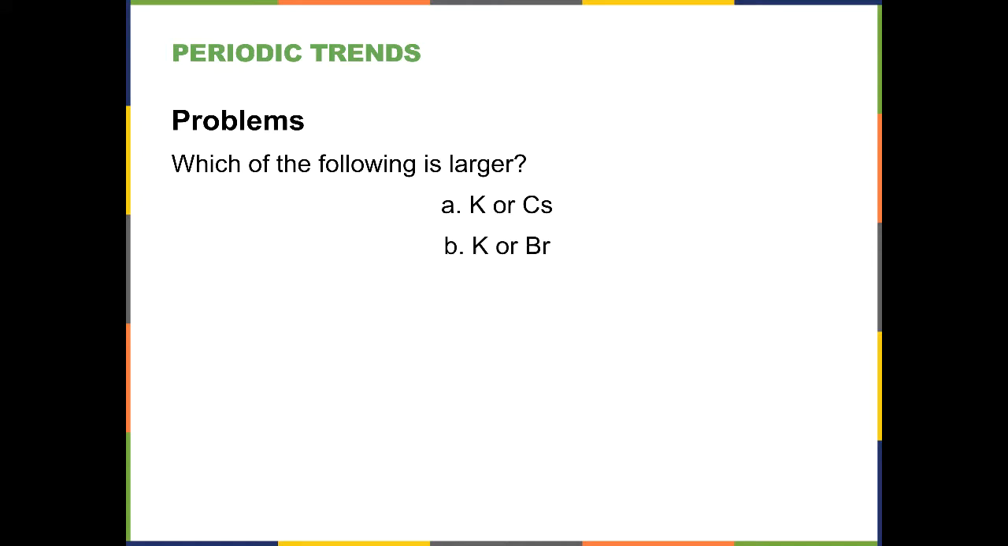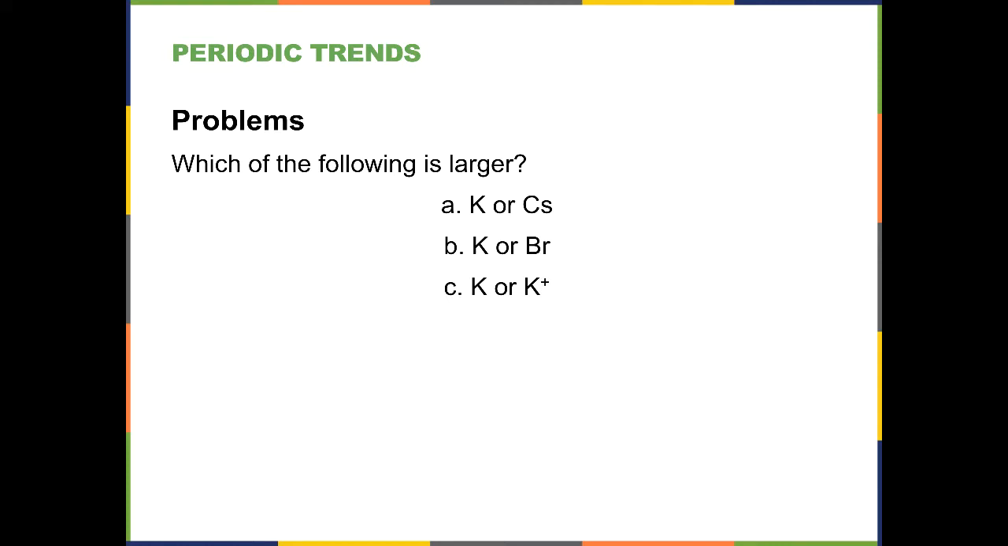K or Br. Now, K and Br are both in the same period, period 4. But remember, as you go from left to right on period 4, the atoms get smaller. So K should be larger than Br because they're both in the same period.